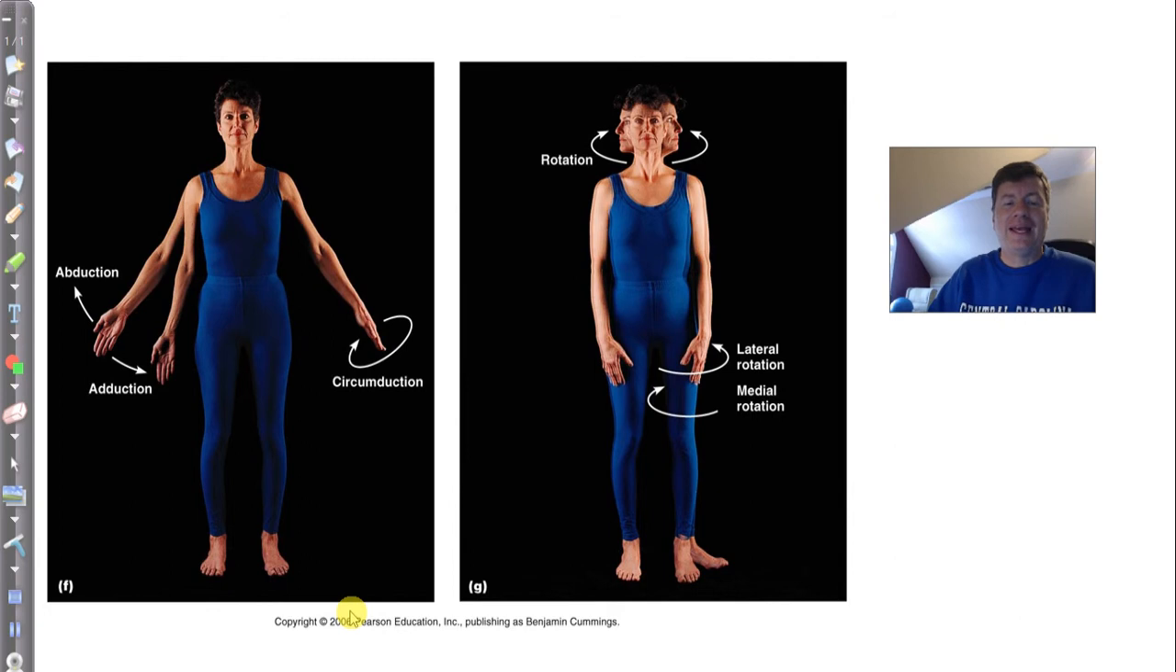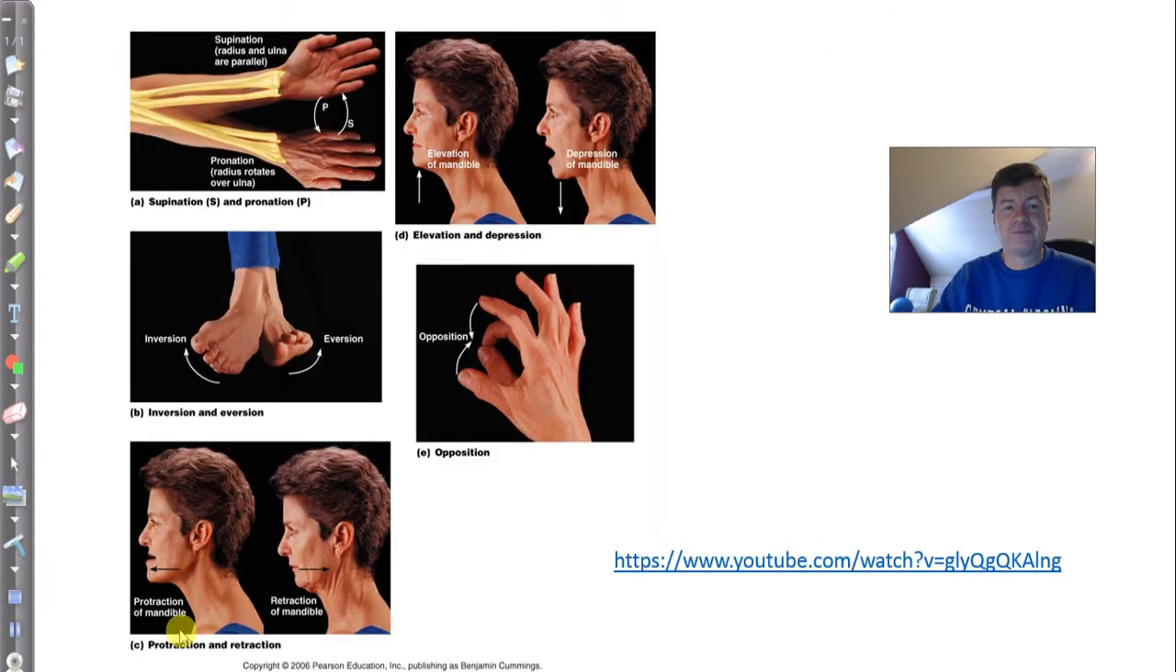Okay, you see abduction and adduction over here. Ab is to go away, ad is to come toward. Circumduction is to simply turn the arm here. Rotation, we have the rotation of the head. We also can have medial and lateral rotation. If you go out to the side with something, that's lateral rotation. If you come back to the inside, that's considered medial rotation.